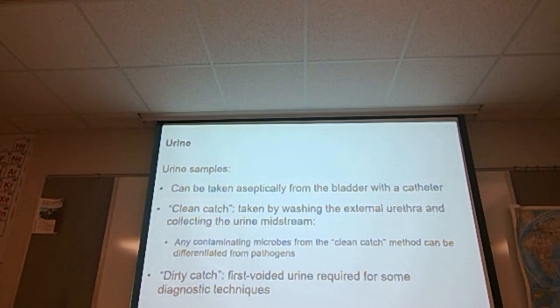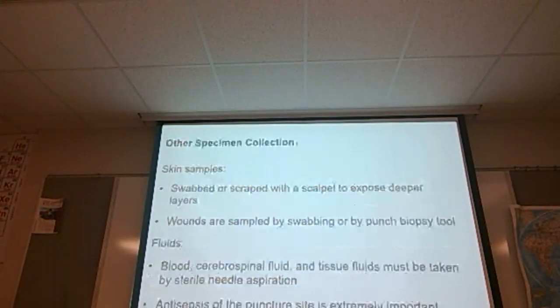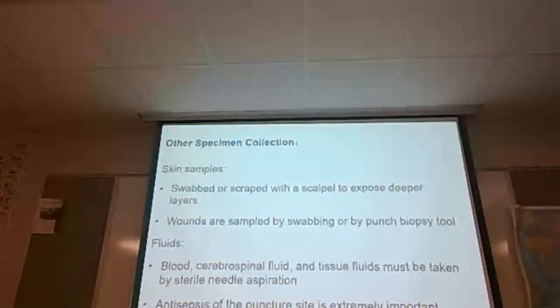The mucus lining of the urethra, the vagina, and the cervix can be sampled with a swab or an applicator stick, if that is the type of collection that you need to acquire. Skin samples can either be swabbed or scraped with a scalpel to expose deeper layers. Wounds are generally going to be sampled by swabbing or by a punch biopsy tool.